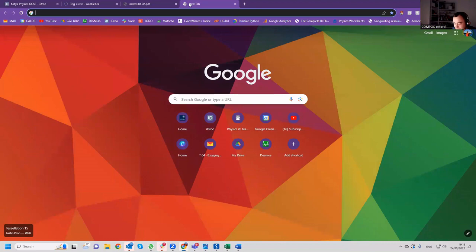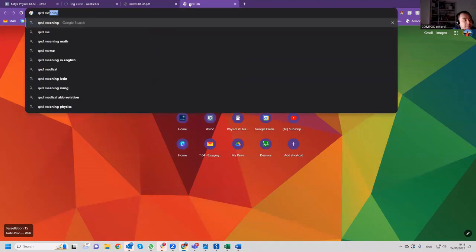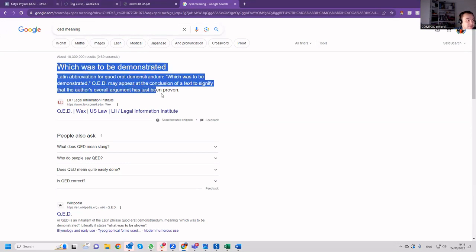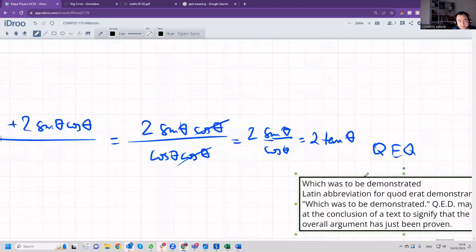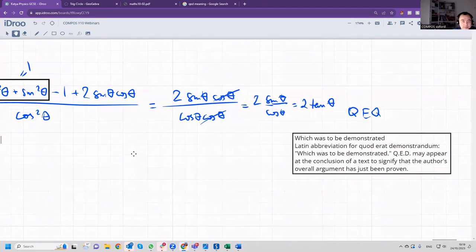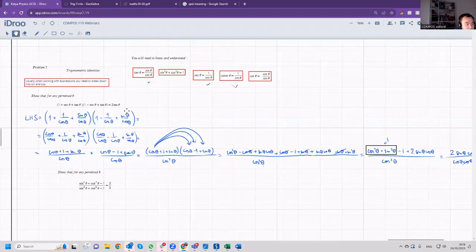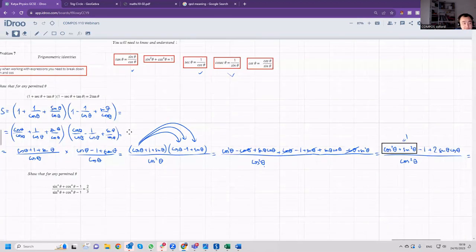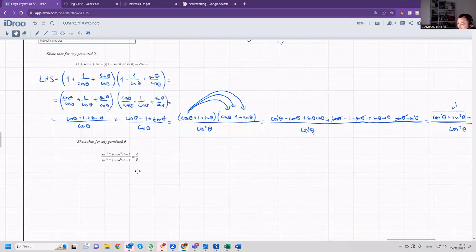I keep forgetting QED meaning. Quod erat demonstrandum, which was to be demonstrated. Which was the original question, 2 tan theta. That's what we needed to prove. Okay.